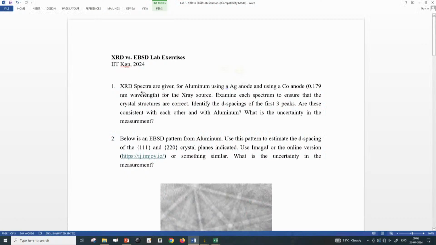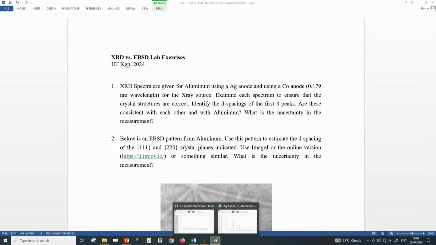So here's the problem. It says I'm giving you X-ray spectra. I'll show you those in a minute. One uses a silver anode and one uses a copper anode as the X-ray source. And it says make sure the crystal structures look correct, identify the D spacings of the first three peaks. Are these consistent with each other and with aluminum? And what kind of uncertainty do we think we get?